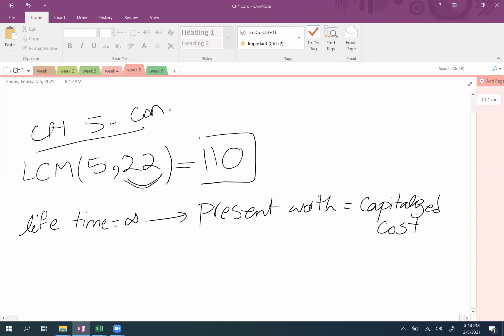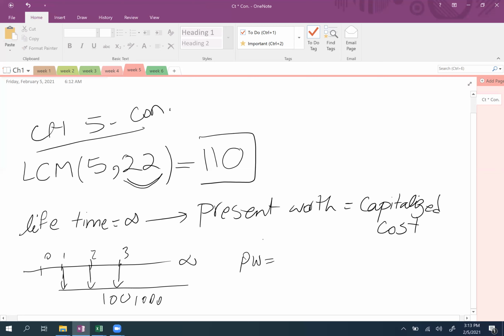For example, let's say you have a project where per year you have to pay $100,000 of annual operation cost, until infinity. If I want to calculate the present worth of this cash flow, it is equal to, I do have A, which is 100,000.